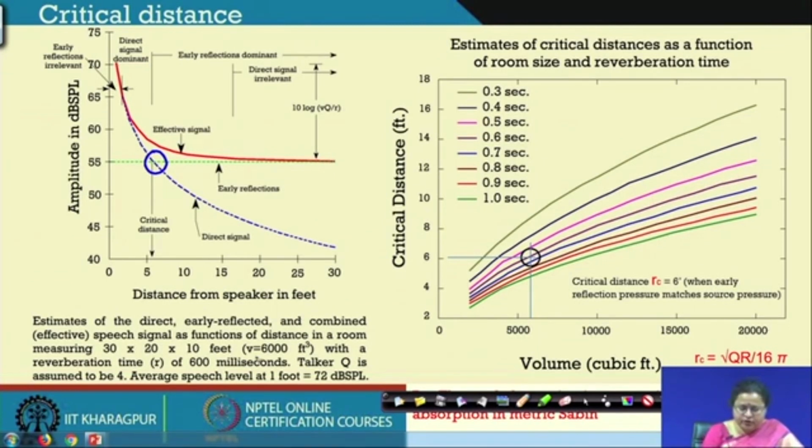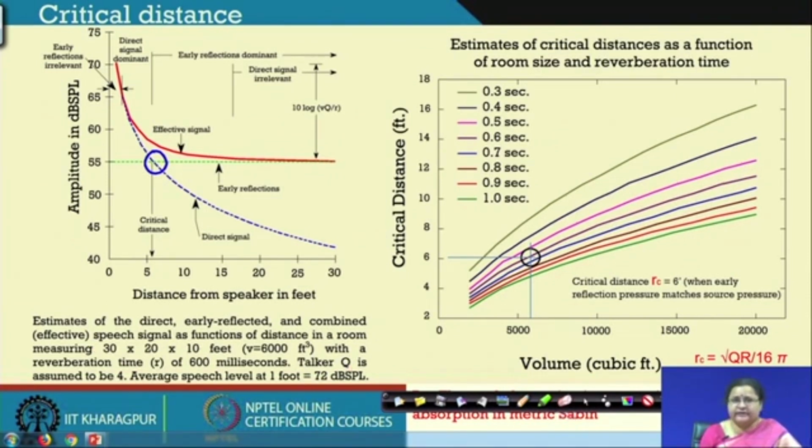So, with a volume of 6,000 cubic feet, that is a room measuring 30 by 20 by 10 feet high, and with a reverberation time of 600 milliseconds, and the Q as 4, we get this.